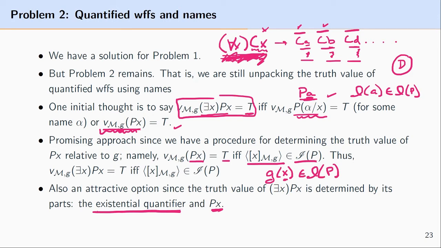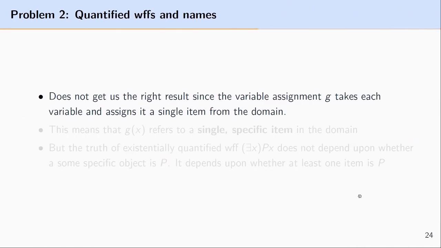So this at least looks like a nice approach because we have a way of determining PX's truth, and it looks like it's determined in a more compositional way. But there is a problem with this. The main problem is it doesn't give us the right result. The way to see this is remember that the variable assignment G takes each variable and assigns each variable a single item from the domain. So it would take a variable like X and say, well, X refers to this specific object.